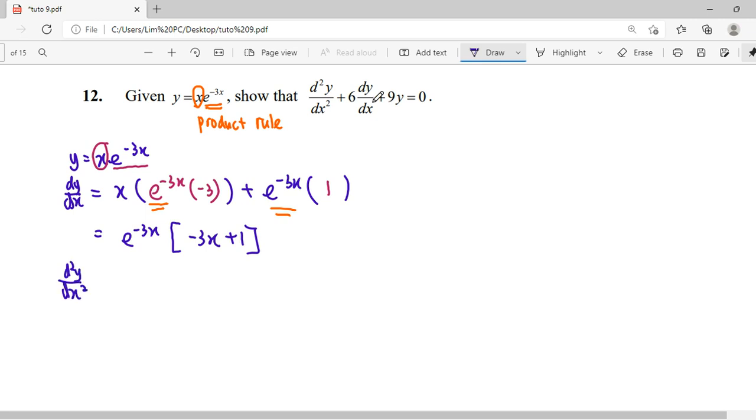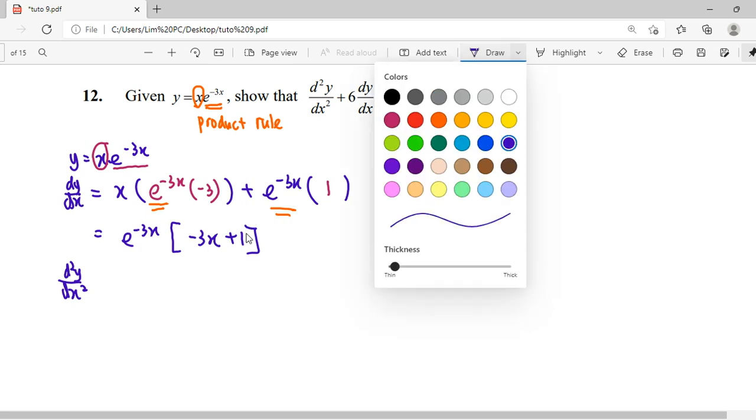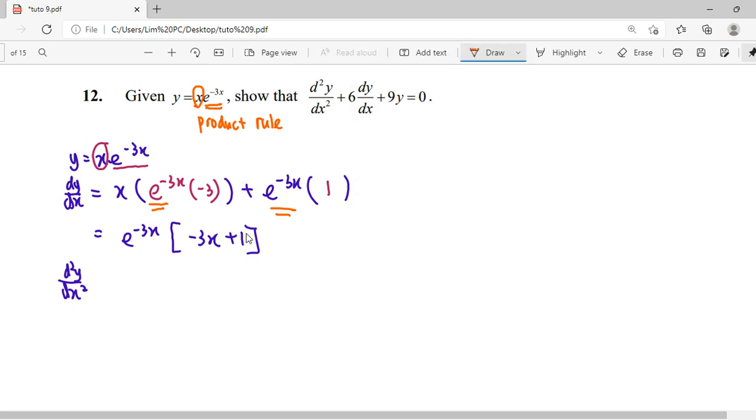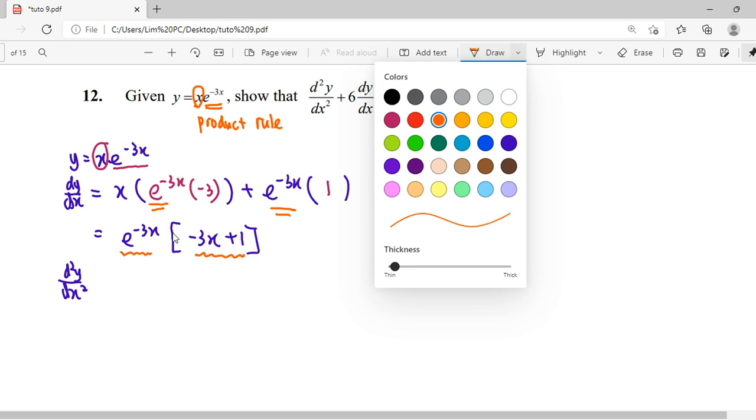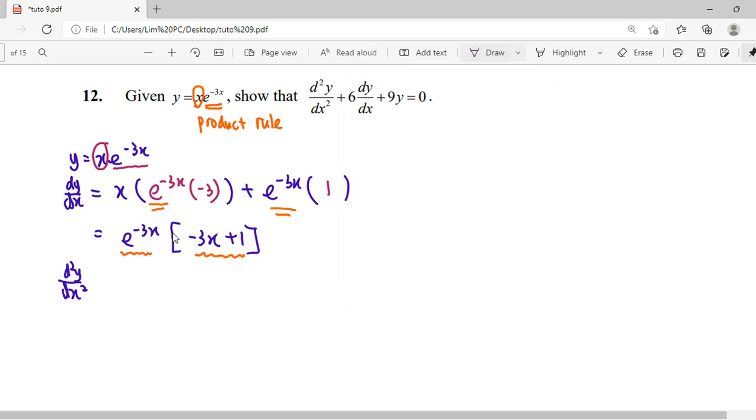Based on our result from dy/dx here, we analyze what our x function is. Our first function is exponential. Multiplied with it, our second function is a linear function. So we just have two functions multiplied together. Again, we will use our product rule. This is our function at the front and this is our function at the back. Two functions multiplied together, product rule.